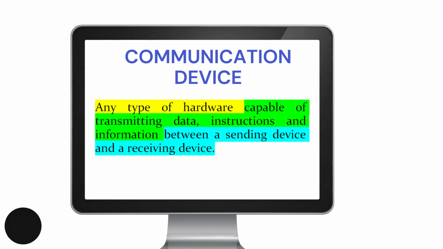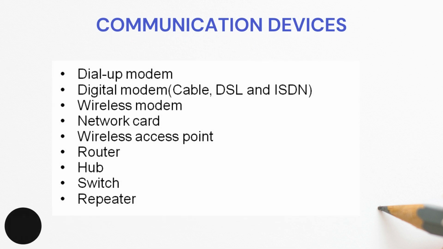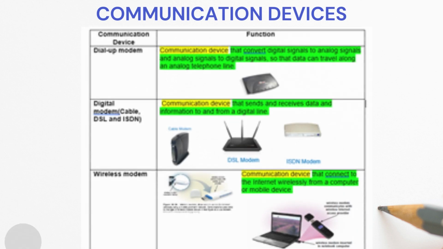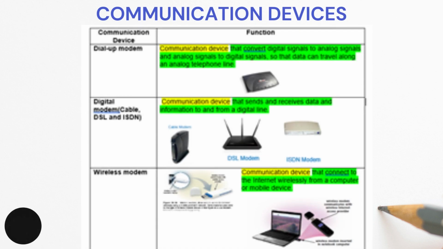Now let us have a look at the examples of communication devices. Actually there's a lot of communication devices, but you only have to know dial-up modem, digital modem, wireless modem, network card, wireless access point, router, hub, switch, and repeater. Maybe some of these you are familiar with, but you don't have to worry. Let us go through one by one. The first one is the dial-up modem.